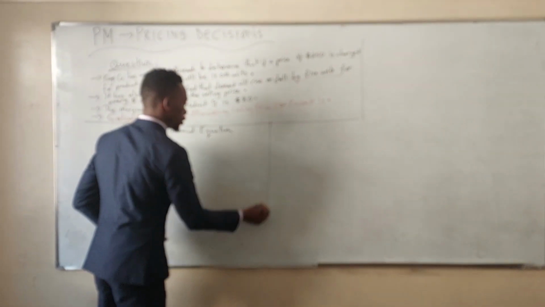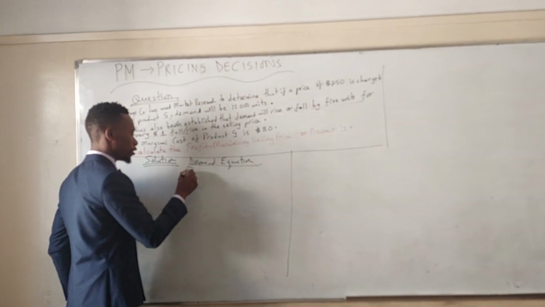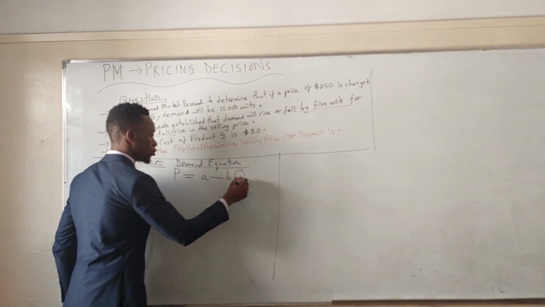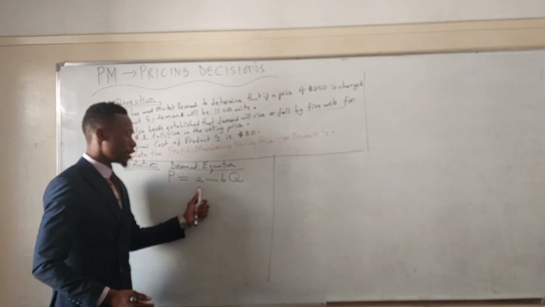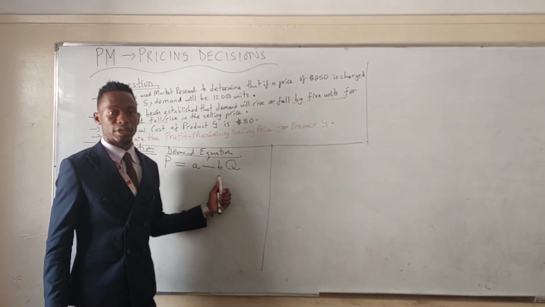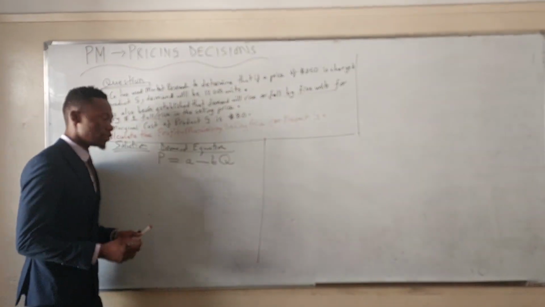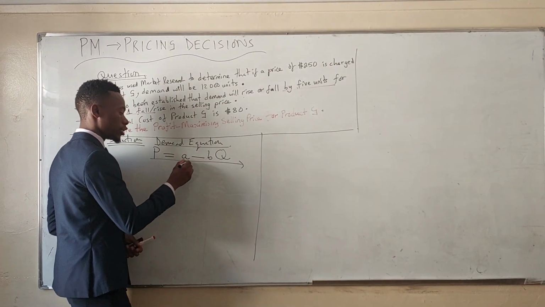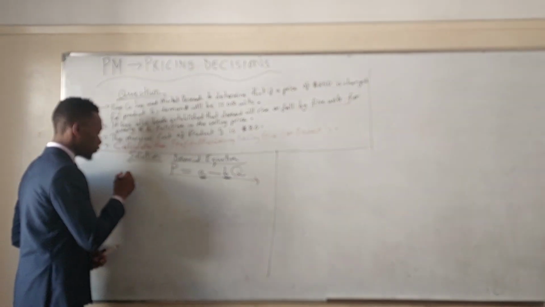You establish the demand equation. So what's the demand equation? We say P is equal to A minus BQ. That's the demand equation. P for price, A for maximum price, B, this is what we call change in price over change in quantity, Q, this is your quantity. So guys, the first thing that you do on the demand equation, you calculate the value of B, you calculate the value of A. So let me give you the steps.